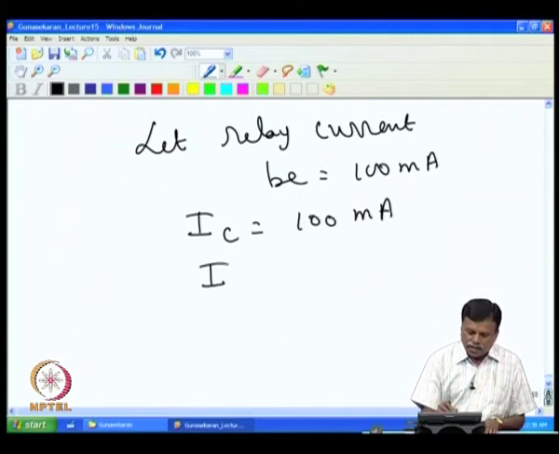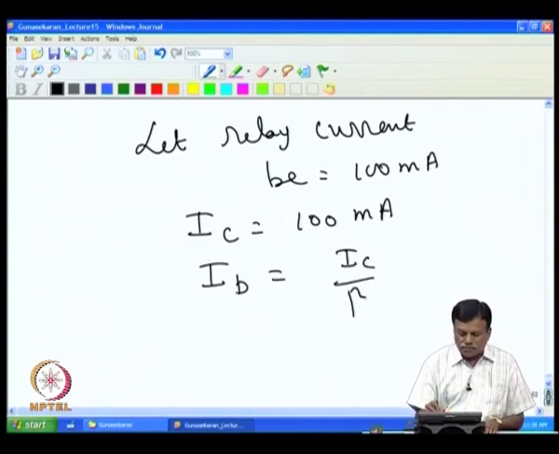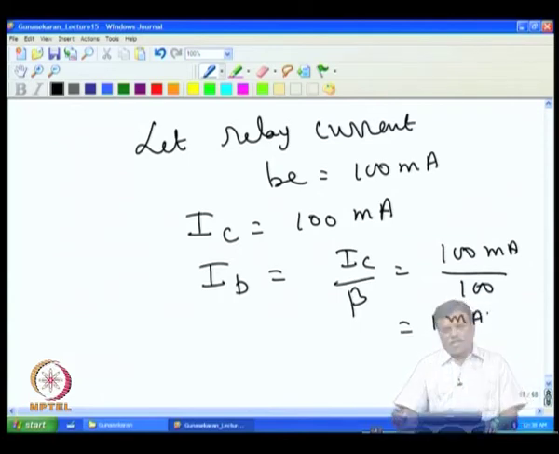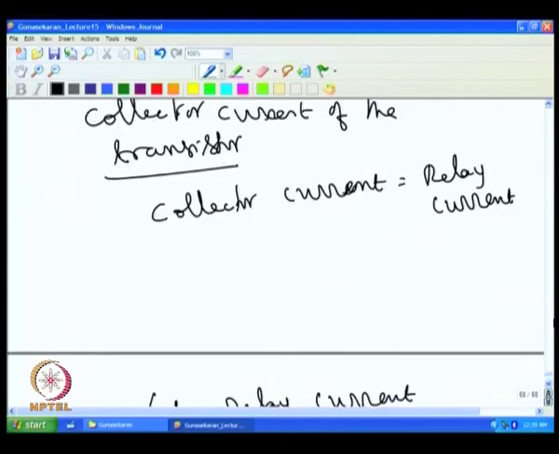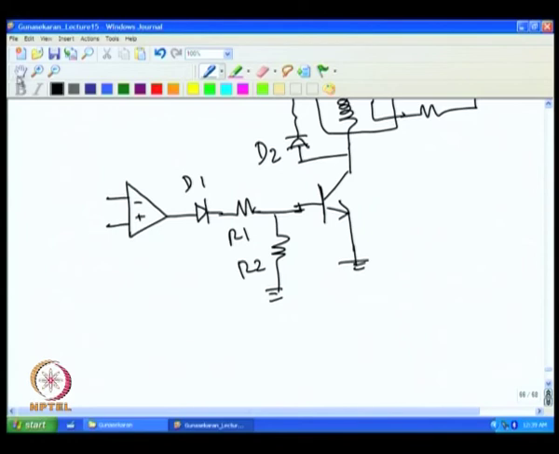Then transistor base current will be IC by beta, that will be 100 milliampere divided by, assume beta is 100, then it will be 1 milliampere. So, you end up having a base current of 1 milliampere in this design. So, once base current is known, then it would be easier to decide on the two resistors, that is R1 and R2, because now this current is known. So, this current is 1 milliampere.